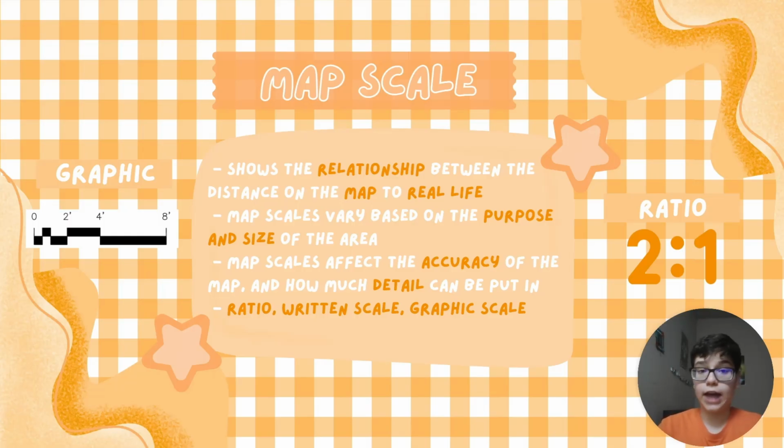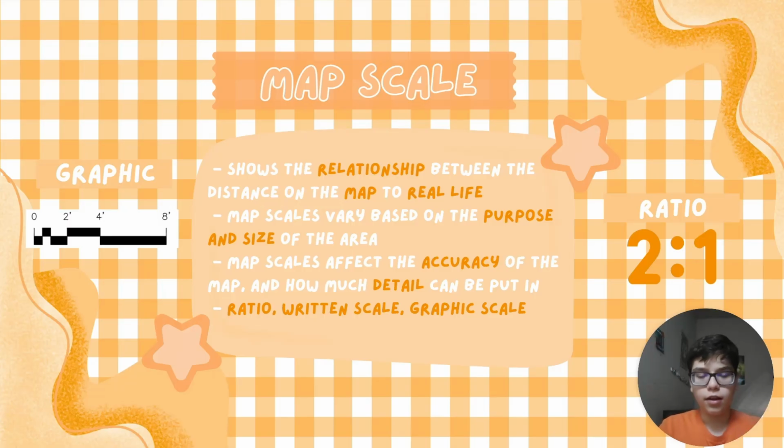Next, there are three ways we can have our map scale demonstrated. Those are in the forms of a ratio, a written scale, and a graphic scale. So onto the right, we have the ratio, which is going to be in the form of number colon number. The number on the left, the 2 in this case, shows the distance on our map. And then the number on the right shows the distance in real life. Usually you're going to see units with this as well, but for now, let's just say 2 inches on our map compares to 1 kilometer of the real world. That's how you can interpret ratios.